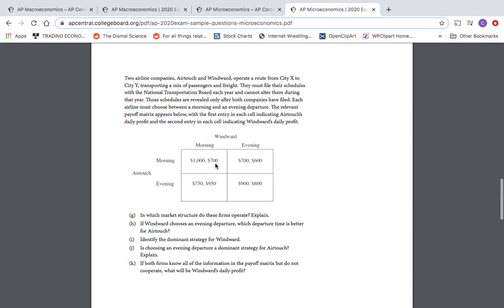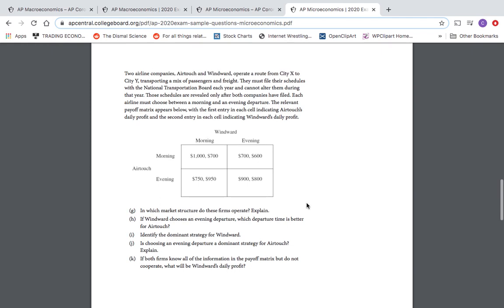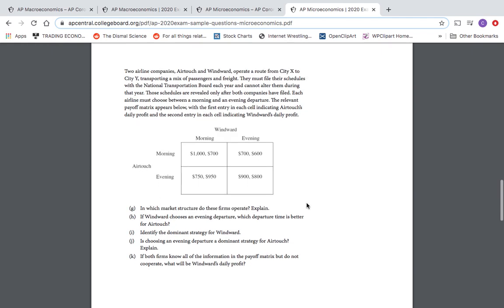For Windward, you do the same thing. You're comparing the $700 here to the $600 here. So morning's looking good. And for Windward, this $950 is more than this $800 if they left in the evening. So Windward has a clear dominant strategy that it should leave in the morning, based on the information I'm eyeballing here. So you just answer the questions straightforward like that. Oligopolies.